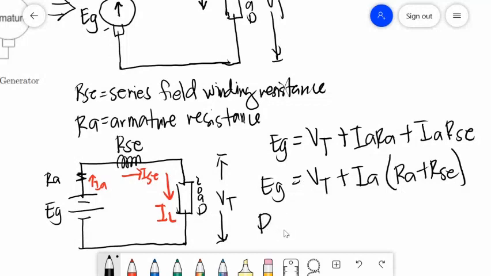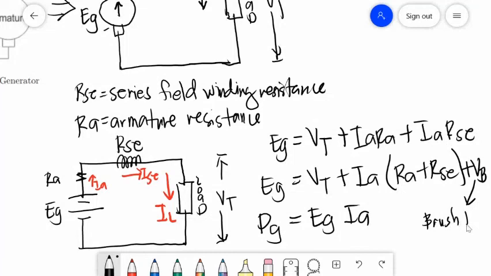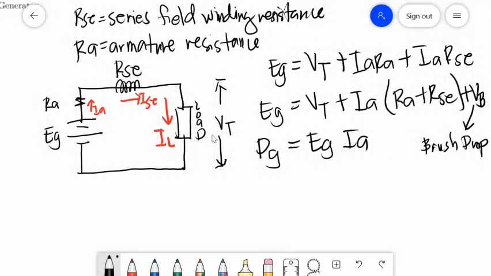Same, generated power is equal to EG IA. Then plus the VB, the brush drop. If the problem specifies the brush drop, include it; if not, equate it to 0. So, that is just the series wound DC generator.